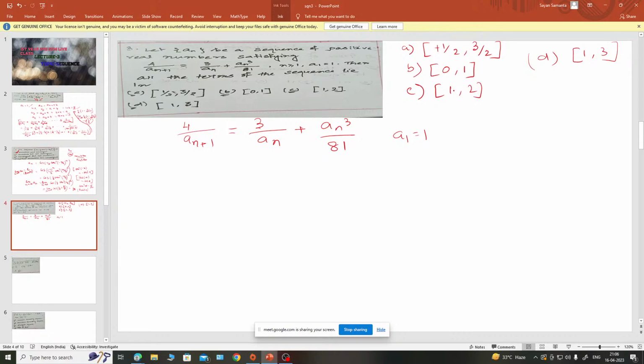So this type of problem we can solve by taking the limit as n tends to infinity of a n equal to L, then solve it.